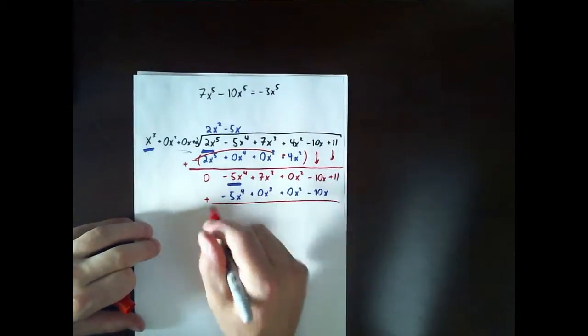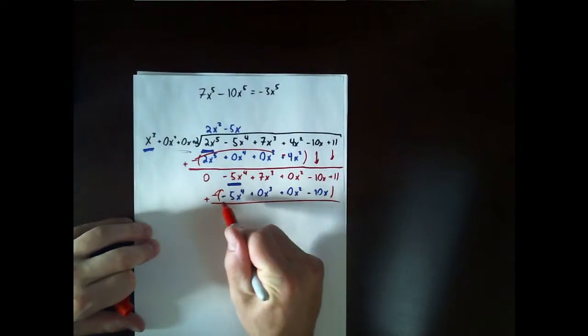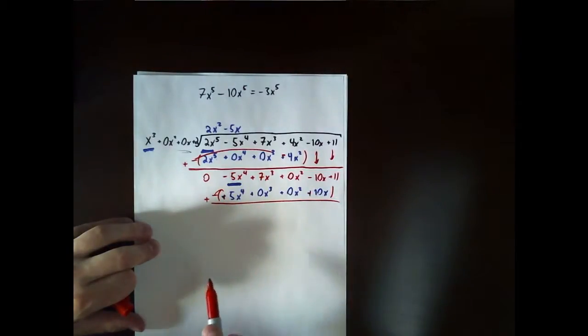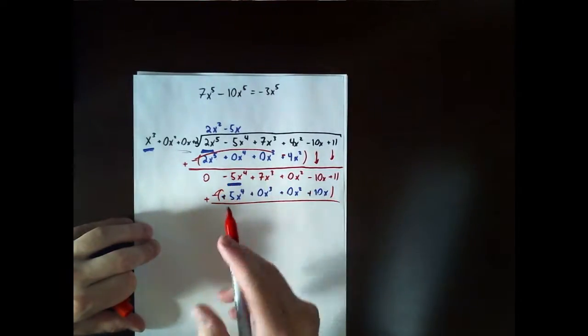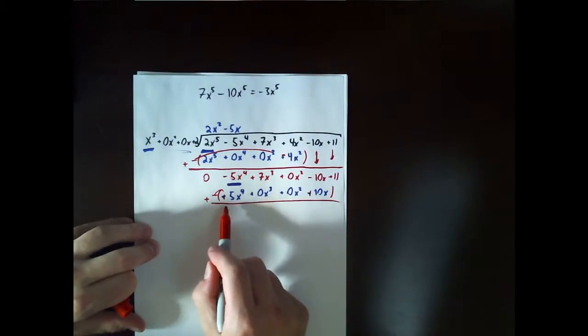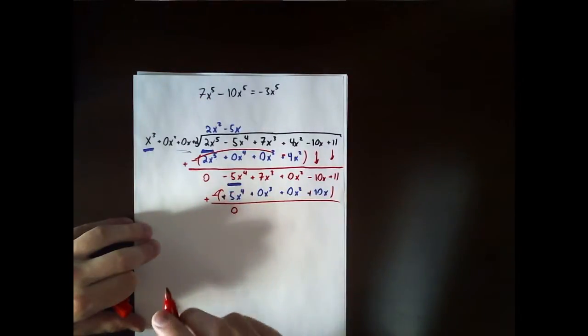So we're going to be adding these and then of course distributing this negative. So this negative is going to distribute in and change this sign and this sign here. So these two terms are going to cancel, this negative 5x to the fourth plus positive 5x to the fourth, so that's going to be 0.